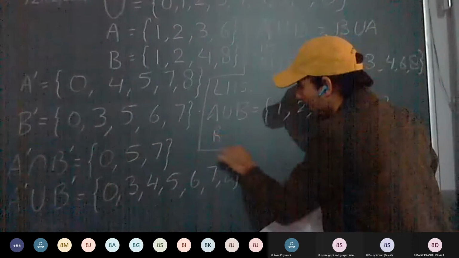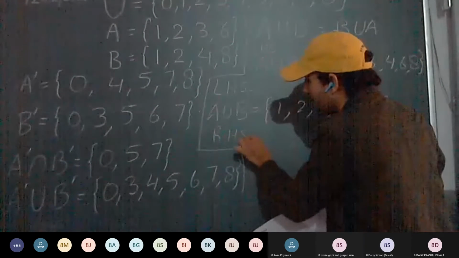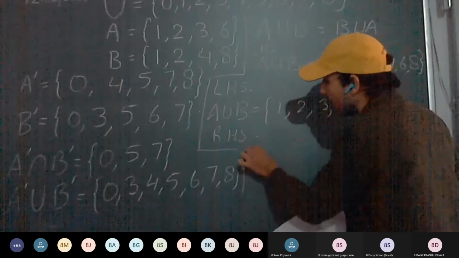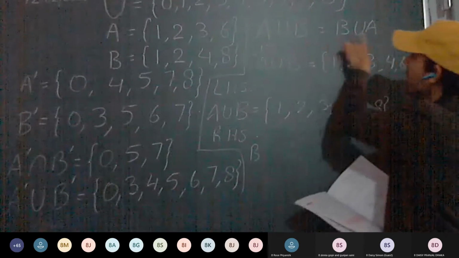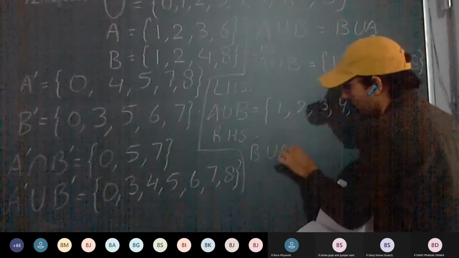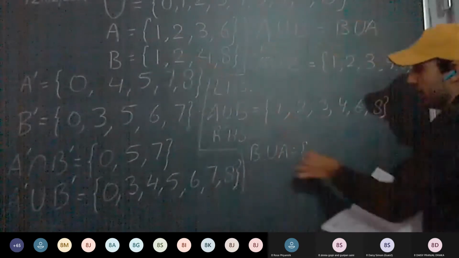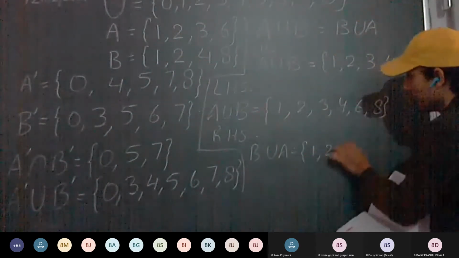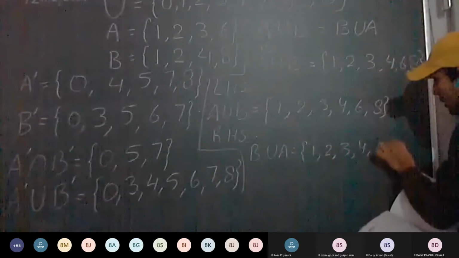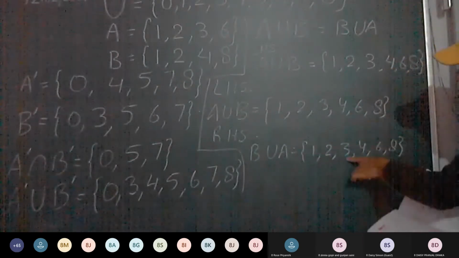Now take the right hand side. The right hand side will be B union A. We have to find it. So again, write the common elements which are present in A or B. Again, the answer will be the same, since we are getting the same set.